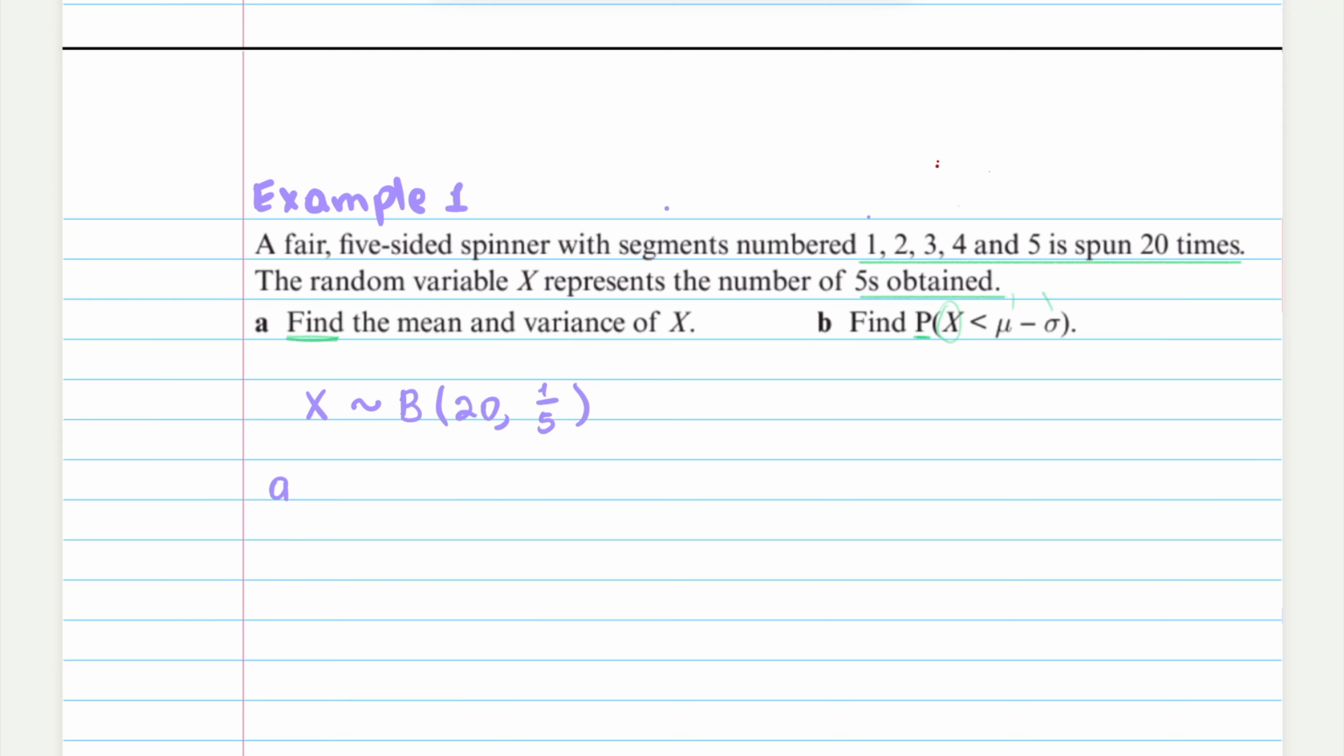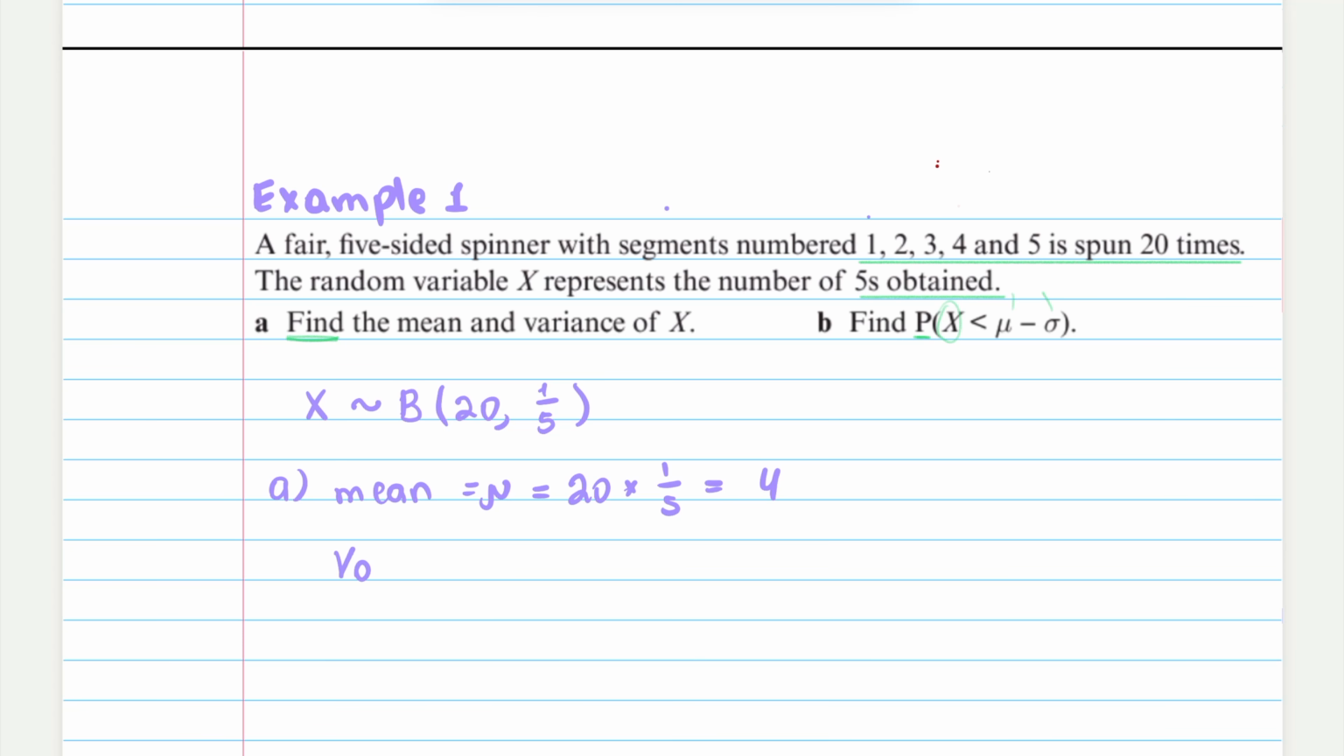So X is representing the number of 5s. Okay, so the solution for part A, it says the mean and the variance of X. So the mean of X, which you can write as mu as well, is going to be 20 multiplied by 1 over 5, which is going to be 4. So the mean number of 5s obtained will be 4.